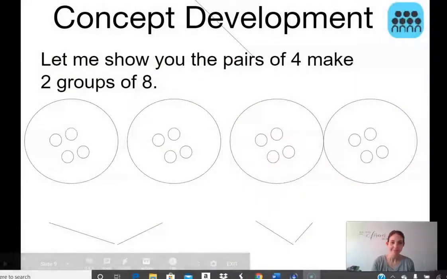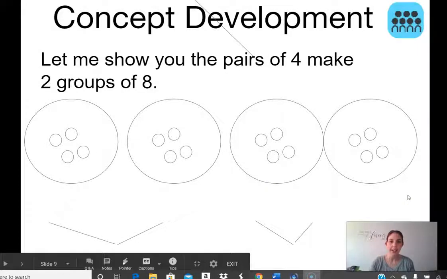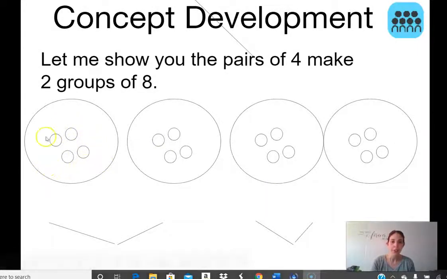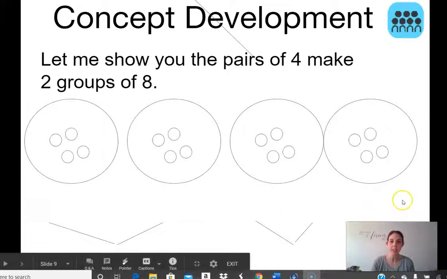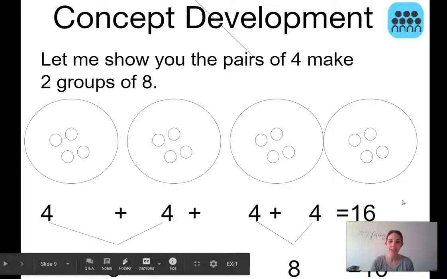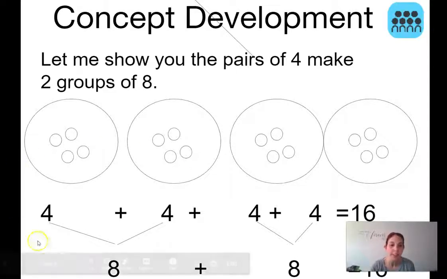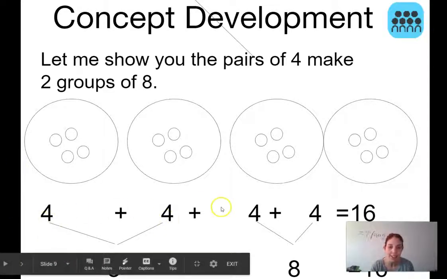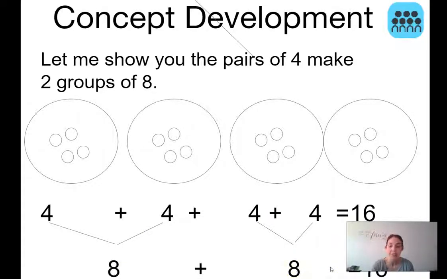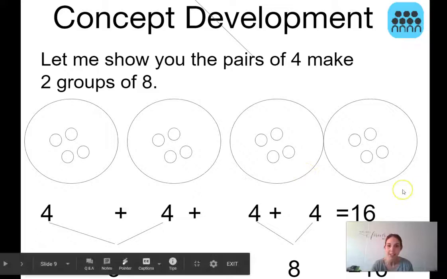Here we go. Now, right here we have four groups of four. So we have four, four, four, four in each group. And so one addition sentence could be four plus four plus four plus four. But we can put these fours together as a doubles fact to give us eight. And then we have another four plus four to give us eight here. And then we can use our doubles fact to say 8 plus 8 equals 16. So that's what we're going to be looking at today.